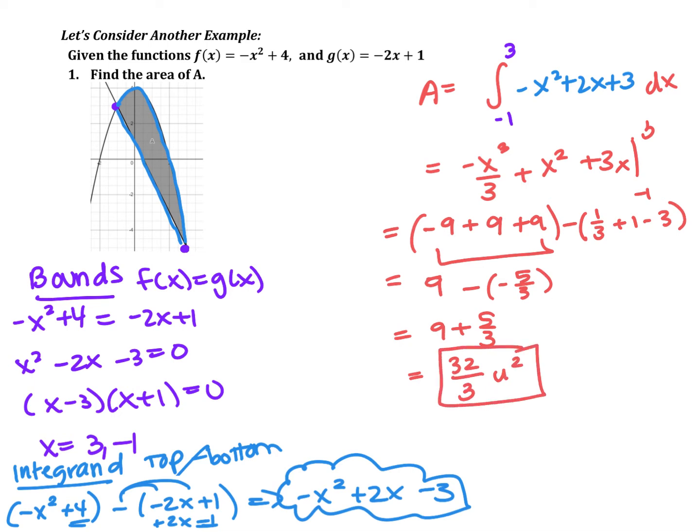So step 1, find the bounds. Step 2, figure out which is your top and bottom function for your integrand. Step 3, set up the integral and go ahead and evaluate it at each of the bounds. And then don't forget that your final answer should have units squared.